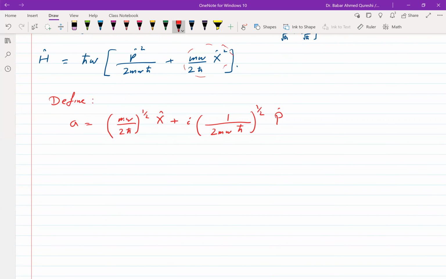So this is a new operator which I have defined. And notice that this is not Hermitian, because if I take the Hermitian conjugate, x and p are Hermitian. These are real numbers, so they don't change. But iota changes sign under Hermitian conjugation. So when I replace plus with minus, I get the Hermitian conjugate of A. So A and A dagger are not Hermitian, they are Hermitian conjugates of each other.